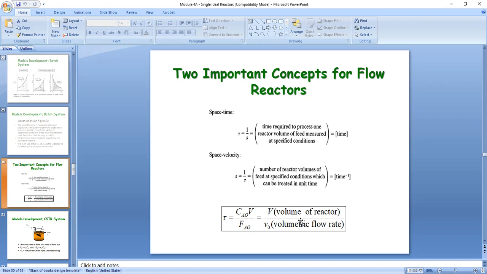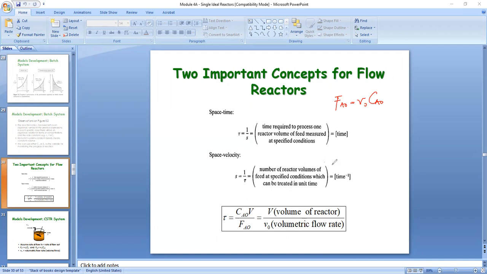Now, you have these two alternative formulas for tau. And this FAO, by the way, class, I'll write it here. That way you will know why, from this particular formula, you have this one now for the tau. Excuse me, class. The FAO is actually the product of the volumetric flow rate and the initial concentration. So your FAO is the volumetric flow rate, the small v with the subscript O, times the initial concentration.